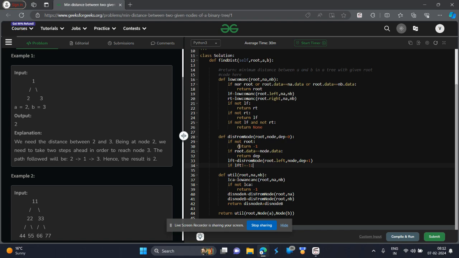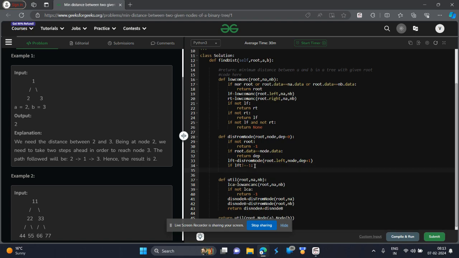See, if not root, return minus one. This will be minus one when there is no left subtree possible from the current position. But if there's a possibility to reach the left subtree, let's return that particular value. And similarly, reciprocate the same for the right side also: root dot right, node, and depth plus one.